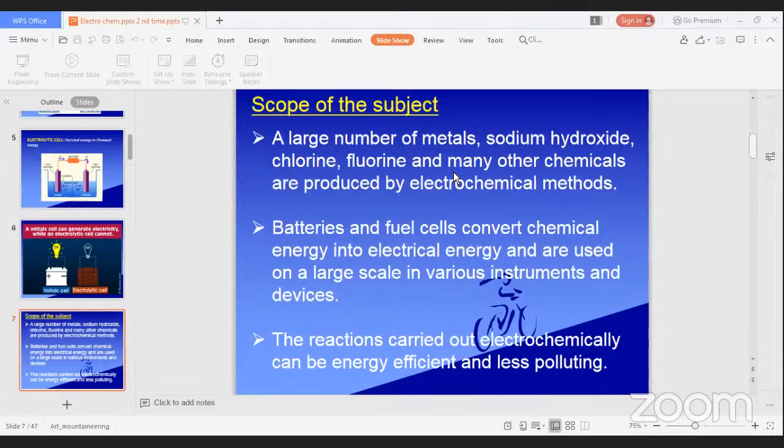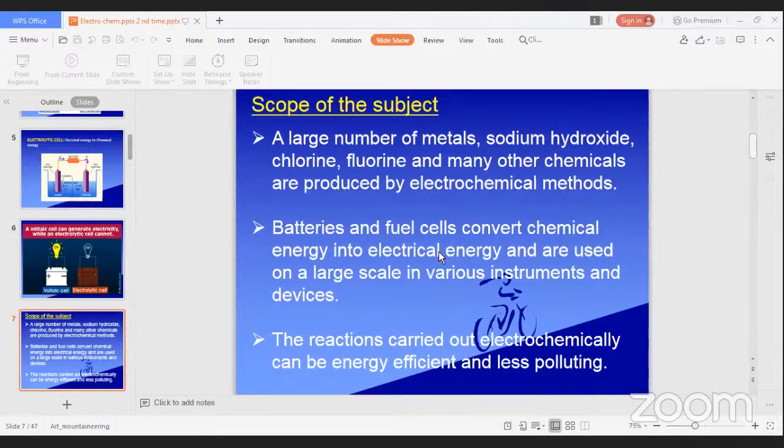Whatever we have discussed, electrolytic cell, electrochemical cell, by using those we can synthesize or prepare these. What are those? Sodium hydroxide, metals like sodium, as well as chlorine, fluorine. All these can be prepared by using electrochemistry. And second, batteries as well as fuels. Not prepare, rather batteries as well as fuel cells will be used.